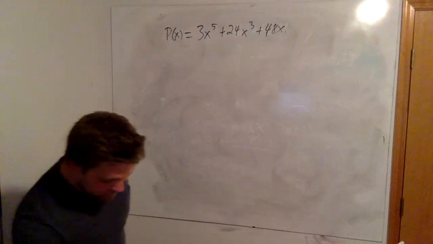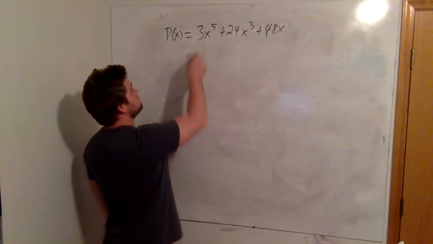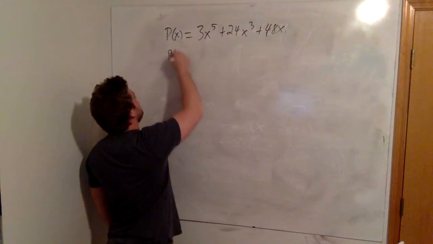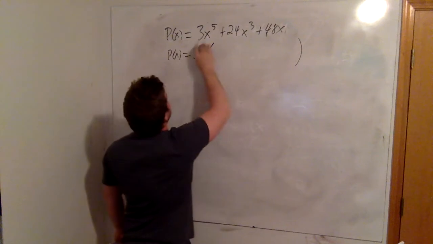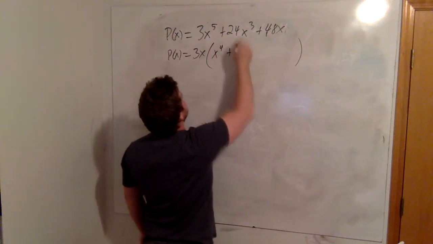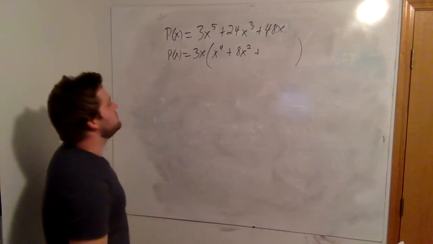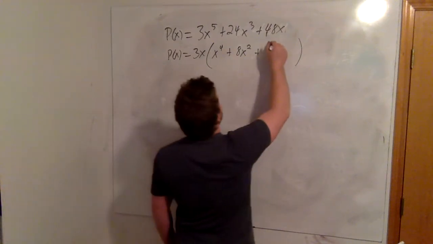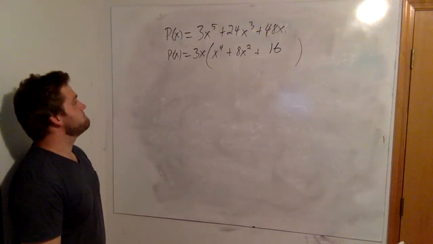Okay, let's try it together. So what we're going to first notice here is I can factor out a 3 and an x. So this polynomial is going to be 3x, and what am I going to be left with? Well, I'm going to be left with x to the 4th plus 8x squared plus, how many times does 3 go into 48? 3 goes into 48, I think 16 times. So we'll write plus 16. Okay.